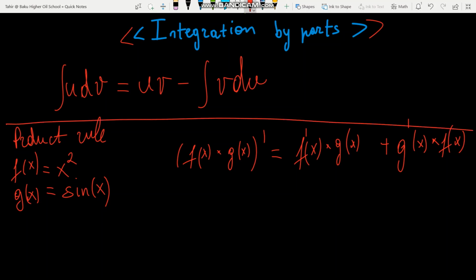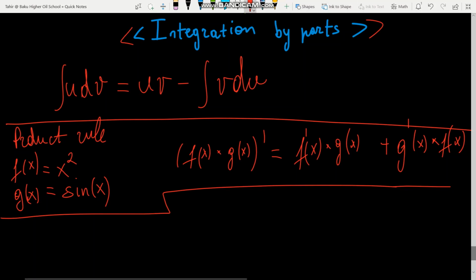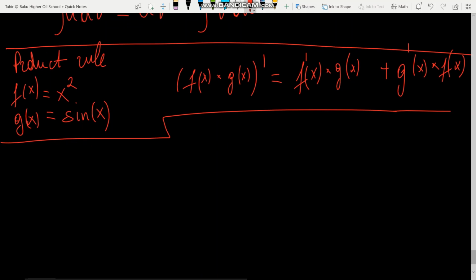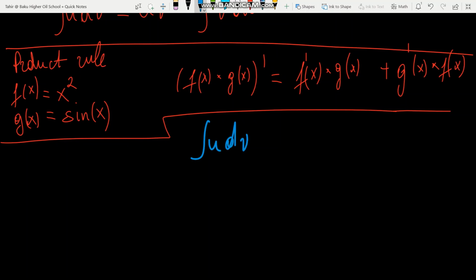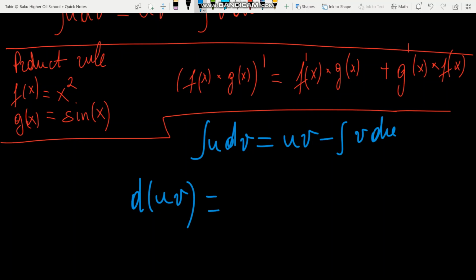And in order to prove our integration by parts formula, we will use it. Let's change the color and try to prove the theorem. Let's write it here again: integration u dv is equal to uv minus integration v du. And let's first of all write here d(uv), the derivative of uv, and apply the product rule to this d(uv).